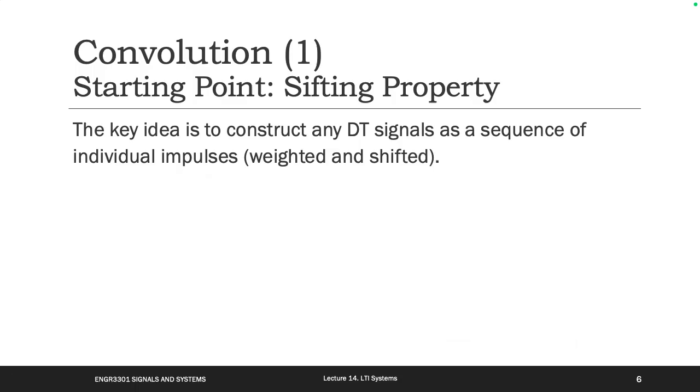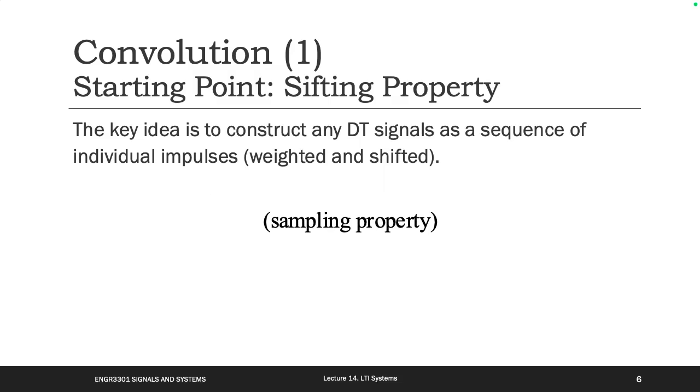Actually, before we talk about the convolution, let's talk about the shifting property. There is a property called the shifting property, and it will help us to understand the convolution. What is the shifting property? The key idea is to construct any DT signal as a sequence of individual inputs, weighted and shifted.